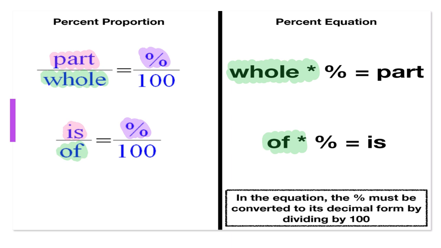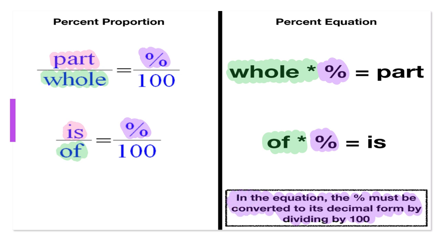And it is multiplying to the percent. Now, the box is important in regards to the percent. When we're working the equation, your percent has to be converted to a decimal by dividing it by 100. So the 100 is in the proportion and the 100 is still present in the equation.